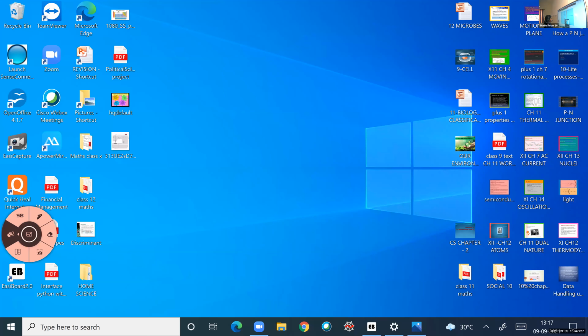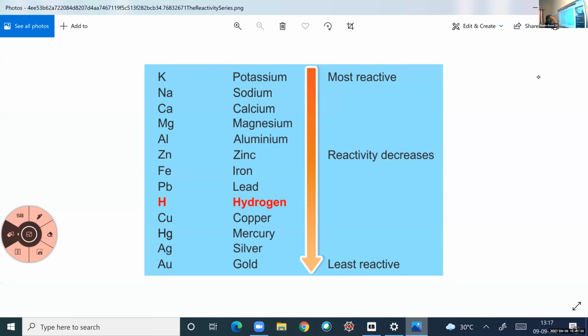Just wait, I will show the image. So, is this clear, children? Is this visible? Yes. So, this is the arrangement of different metals in their decreasing order of reactivity. We will start with potassium, then sodium, calcium, magnesium, aluminium, zinc, iron, lead, hydrogen, copper, mercury, silver, gold. This type of arrangement of metals in their decreasing activities is known as the reactivity series.